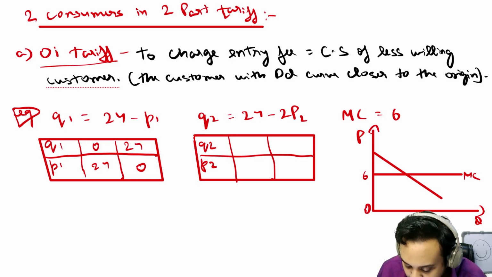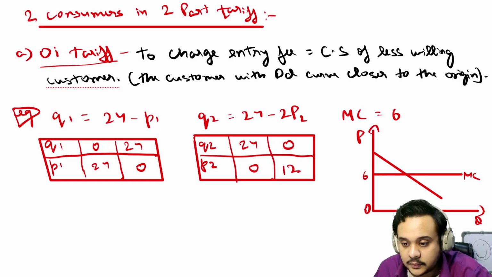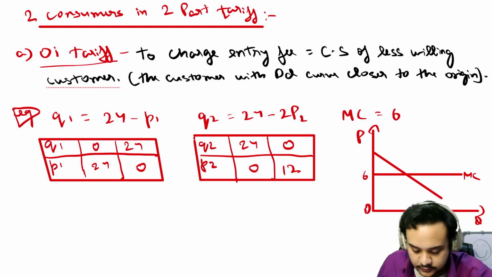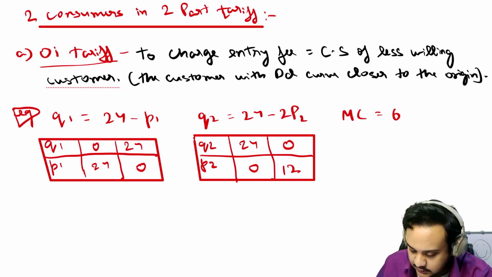If P2 is 0, Q2 is 24. But if Q2 is 0, P2 is 12. So what you are going to notice is that, let me draw the graph in a bigger area. I'll take the next page to draw the graph.